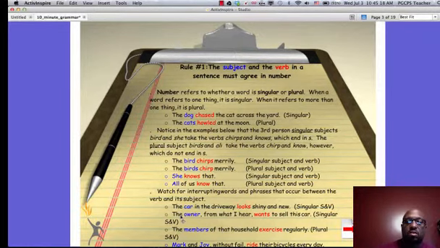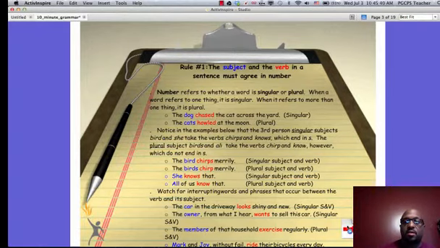In this case, the owner, from what I hear, wants to sell his car. Owner is a singular subject. Wants is a singular verb. Another example, the members of that household exercise regularly. Members is a plural subject, so I need a plural verb, exercise.